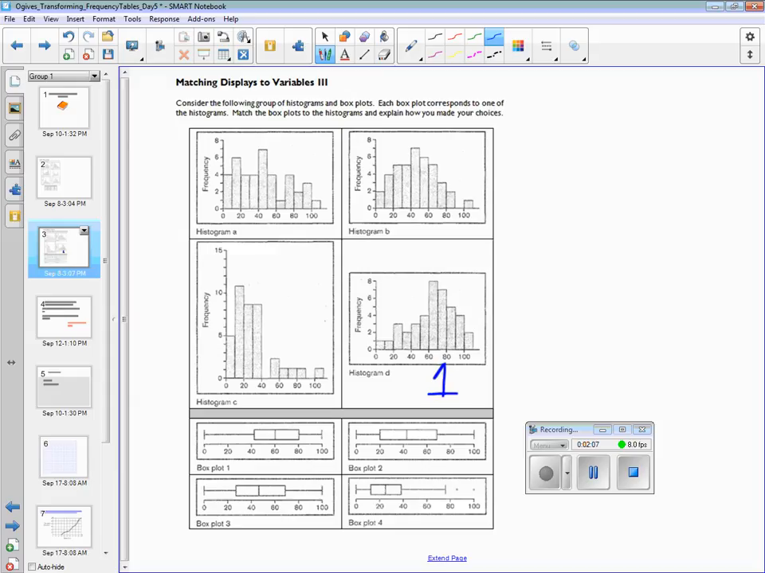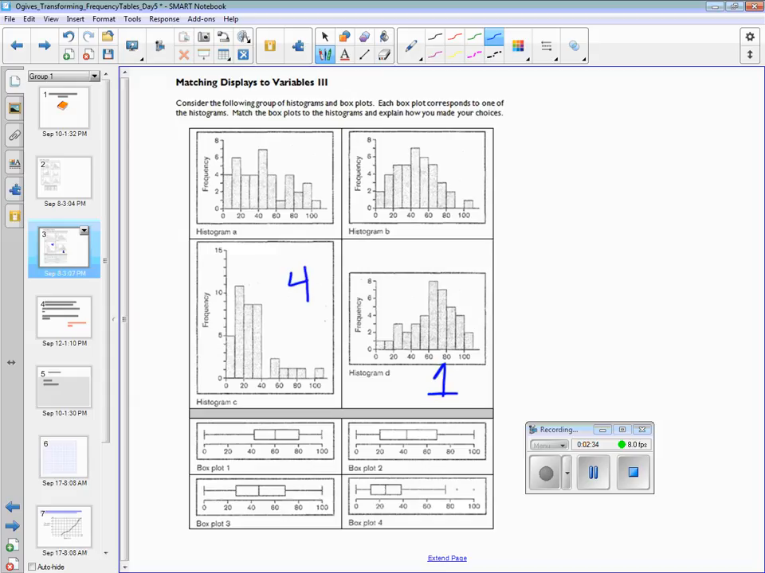Which one do you think is histogram C? It looks like it's heavily skewed right, maybe with an outlier or two, not really sure, hard to guess, but if we had to, this one would have outliers over the other ones. And so since one of these box plots has outliers, what would you say histogram C matches to? I would put 4, because it's definitely skewed right with a couple of outliers. So to me, that is box plot 4.